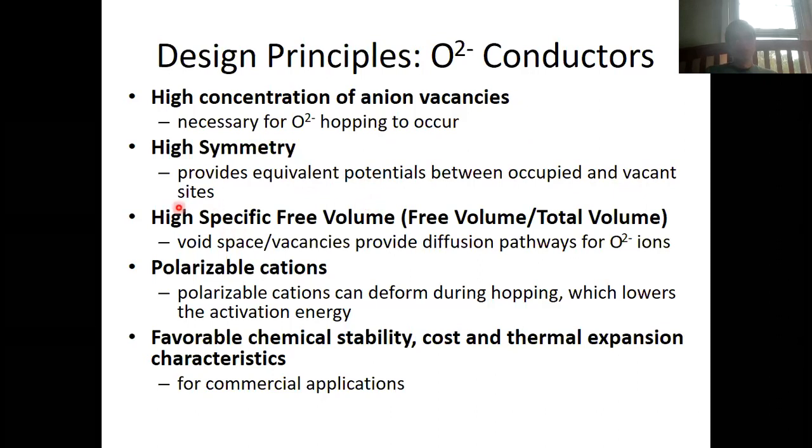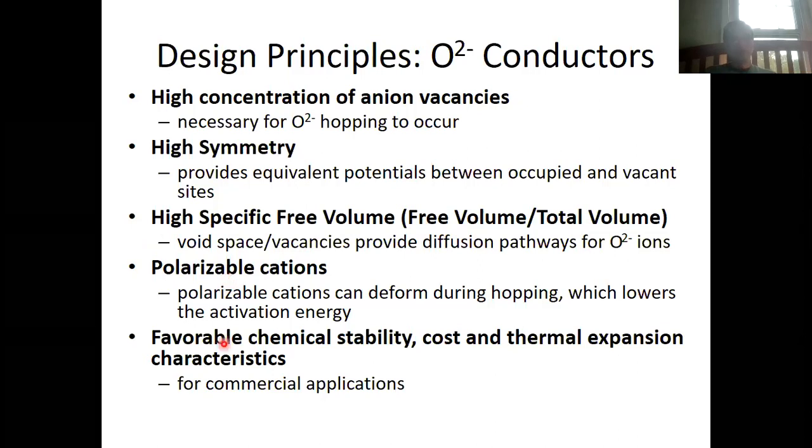So you kind of like to have an open structure with a high specific free volume, which is nothing else but the free volume within the crystal structure and the total volume of the crystal structure. Because the more void spaces you have, the more diffusion pathways for oxygen ions are possible, and the smaller the activation energies. Okay. Again, you would like to have polarizable counter ions. In this case, this would be the cations, because they can easily deform while the anion migrates. Again, that lowers also the activation energy.